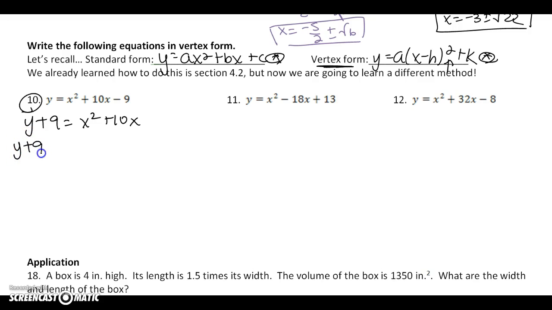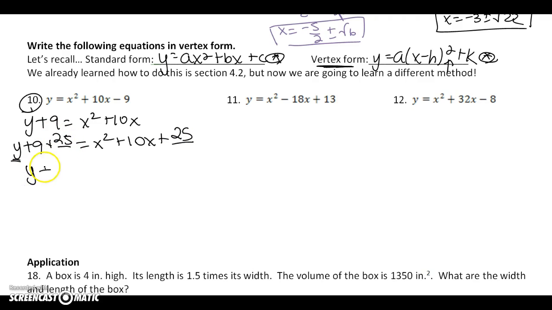So we have y plus 9. There is a y in the way, but that's okay. Just leave it there. Don't worry about it. Plus blank equals x squared plus 10x plus blank. So in this case, we complete the square. So we divide 10 by 2 and we square it. So we get 25 that we add on to both sides.